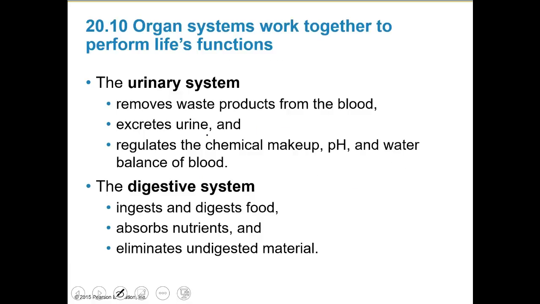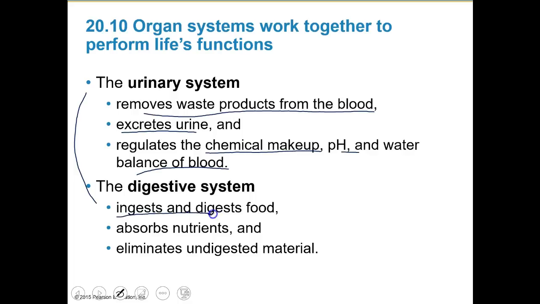Urinary system, that can also be involved with the digestive, but how do we remove waste from the blood? Excrete urine. Is it urine? Some animals don't use urine. Some of them just straight up excrete ammonia. That's impressive, because ammonia is like nothing to mess with. But urine is a little less intense on a body. But what does it remove? Okay, how does it regulate chemical makeup, pH, water balance of the blood? These are all functions of the urinary system.